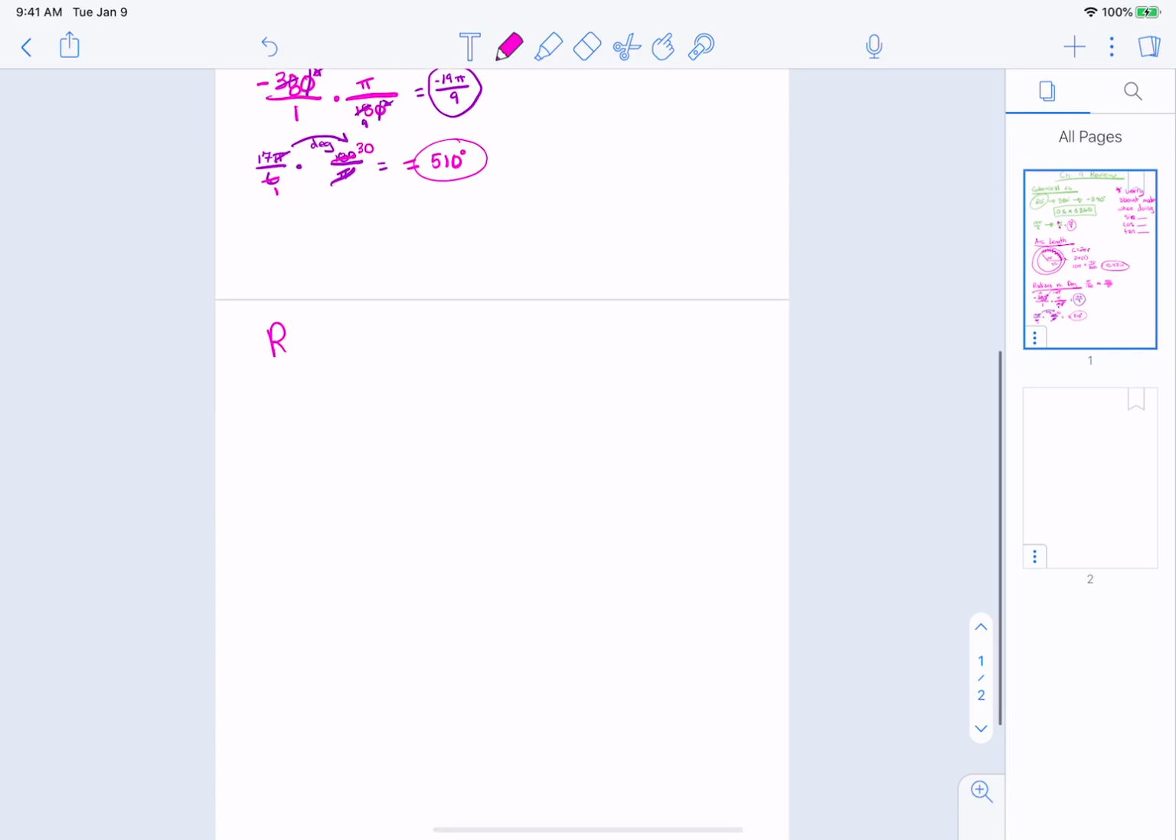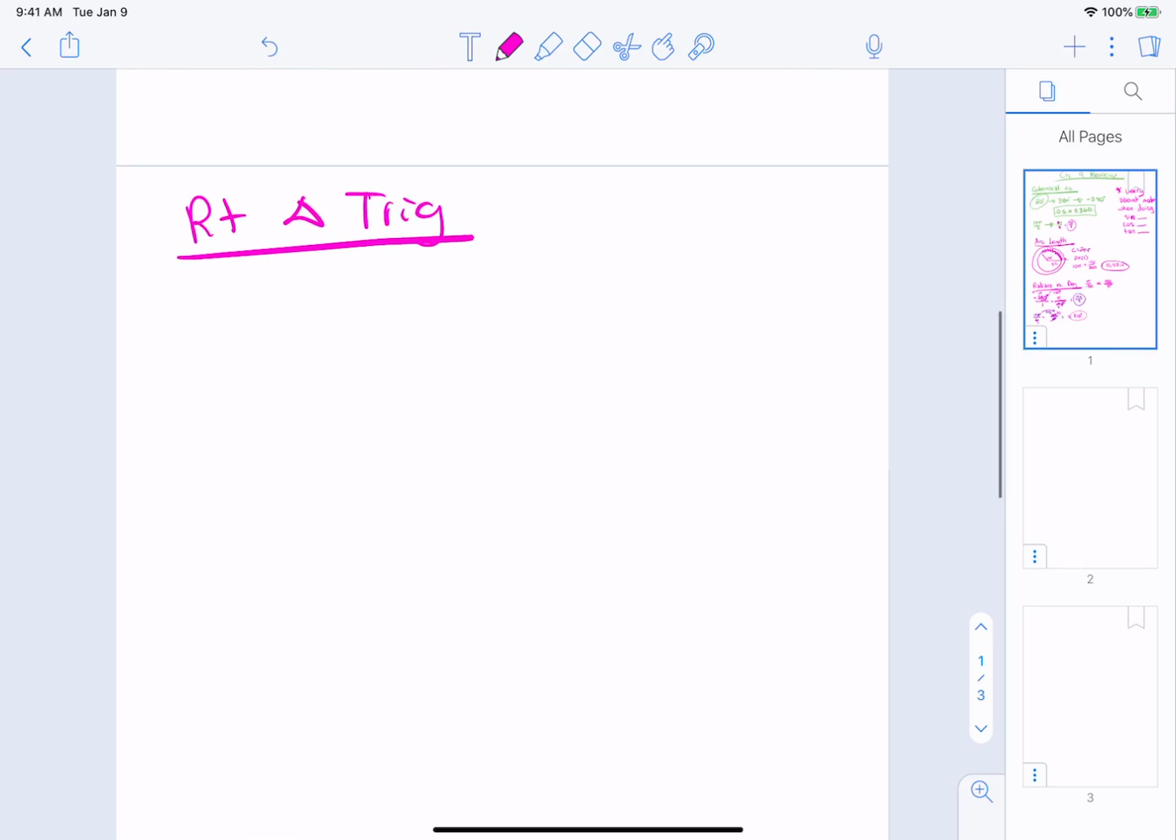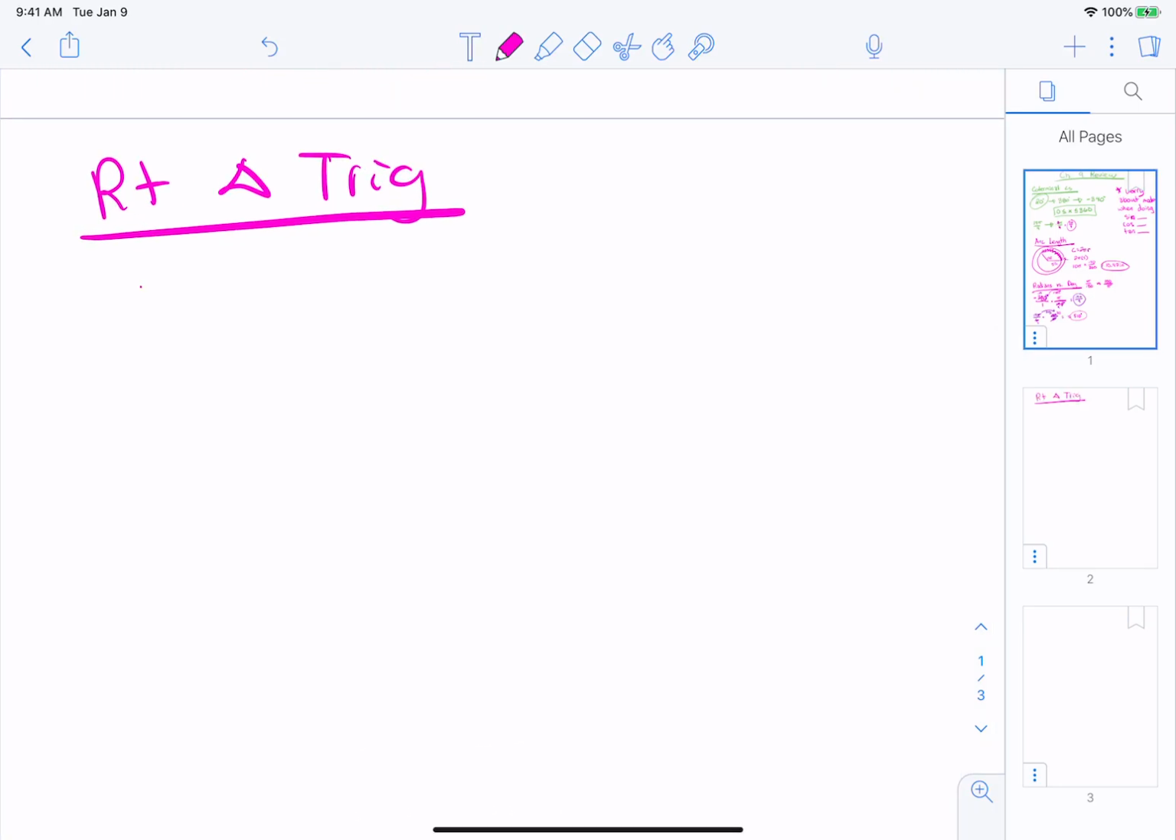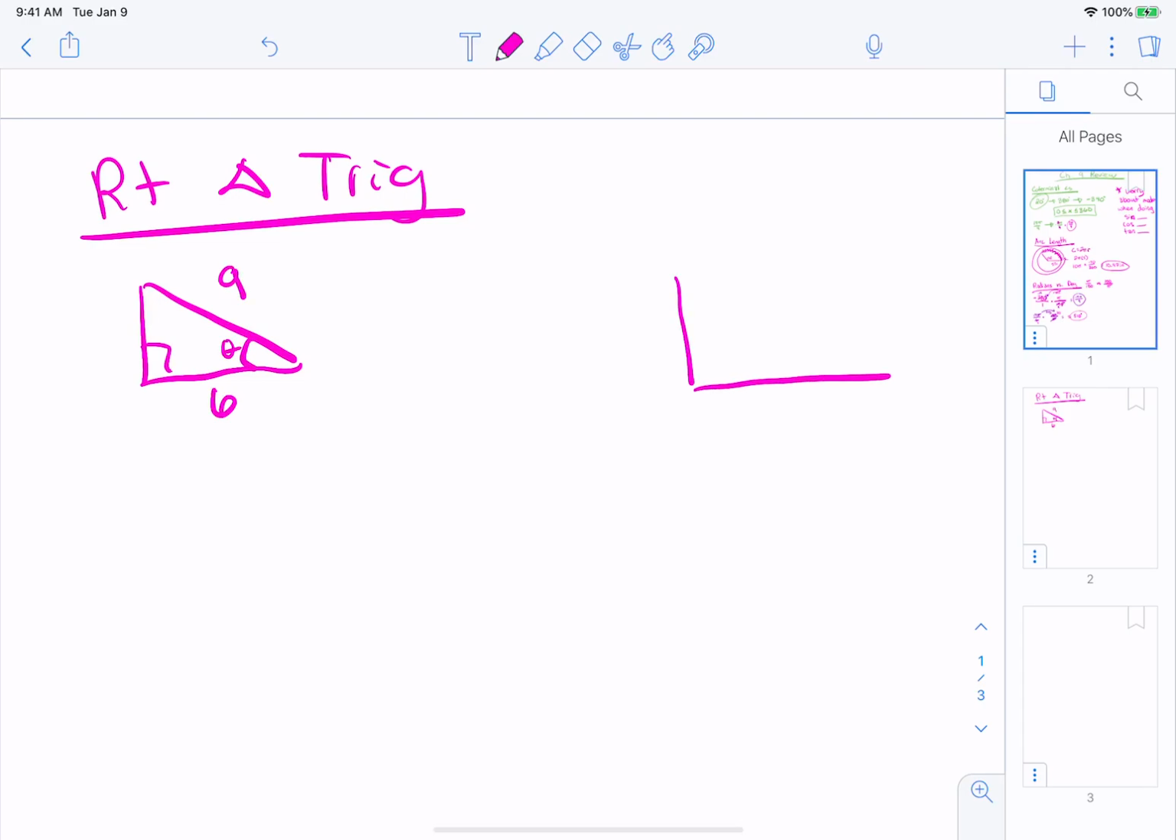This is basic right triangle trig. These are fair game. Let's say I have a right triangle, and I say that this is 6, this is 9. Find this angle. Or I do another triangle where I say this angle is 31 degrees. This is 7. What's this guy? Okay, so these are going to be two different types of problems.